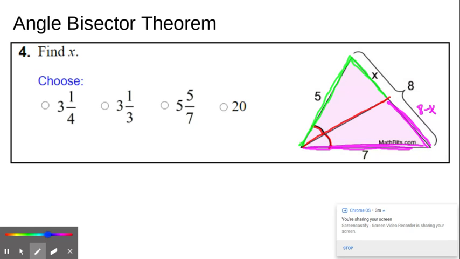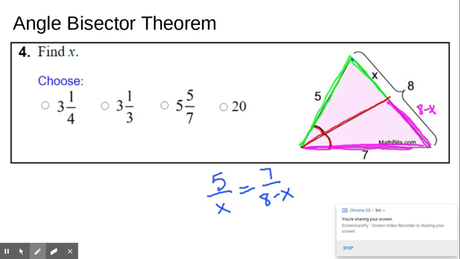Now we can set those up into our proportion. It's 5 over x, that's the left side over the left segment, equals 7, which is the bottom side over the bottom segment. Now I just cross multiply and solve. 7 times x gets me 7x. Don't forget it's 5 times everything here, so 5 times 8 is 40, and 5 times negative x is negative 5x. Sorry if I went a little fast there, I'm running out of space.